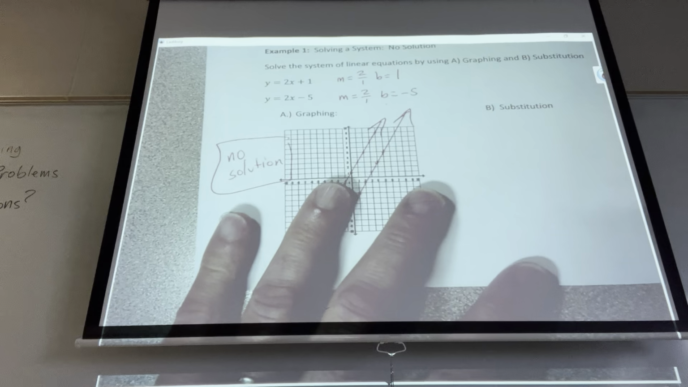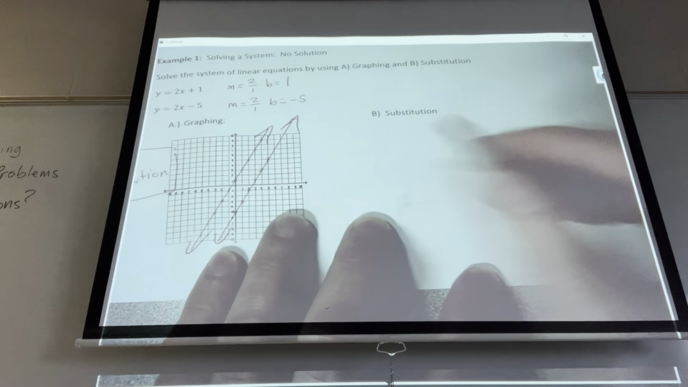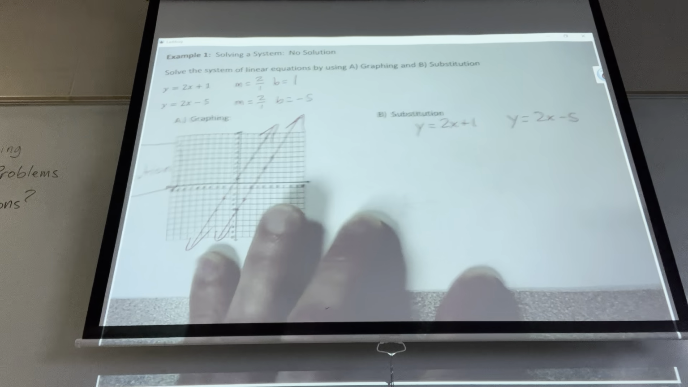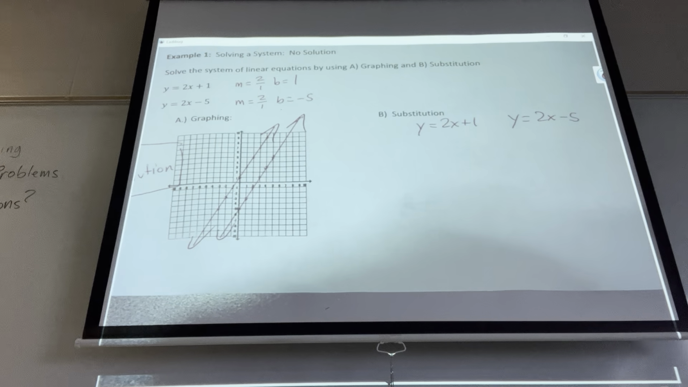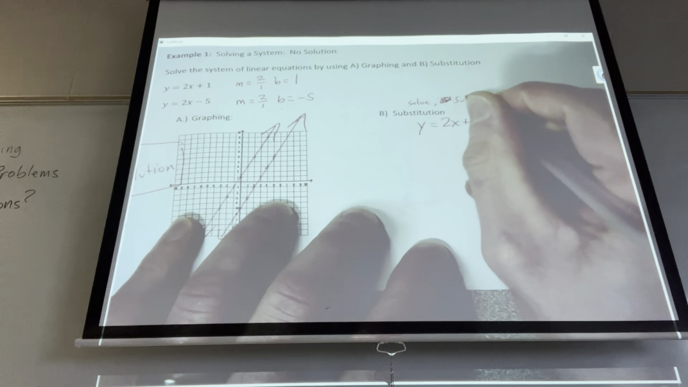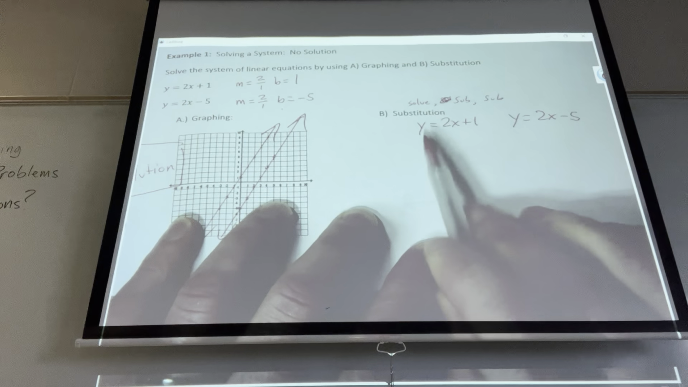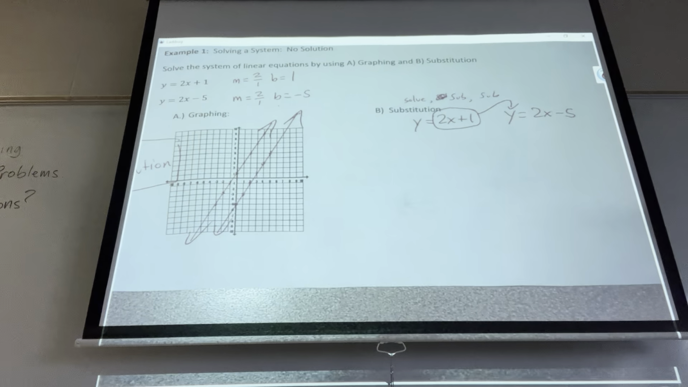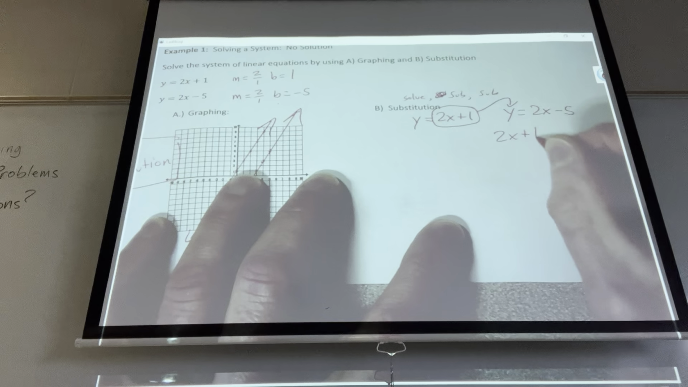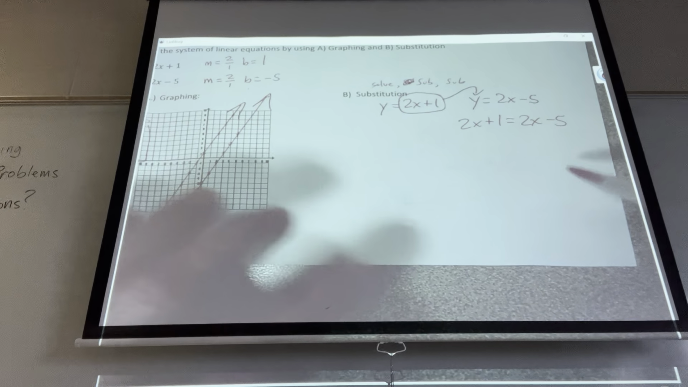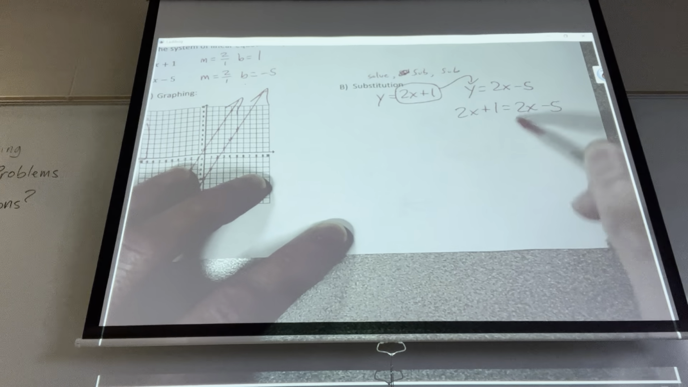Now class, check out what happens with substitution. I always encourage you to write these side by side. And when you do that, to solve using substitution, we're kind of in luck here, aren't we? Remember with substitution, we think solve, sub, sub. We've already got y solved for, so let's just sub 2x plus 1 in for y right there. And when we do that, we're going to be done pretty quick. Because class, for your next step, don't get the 1 and the 5 together. Don't do that. Get the x's together first.